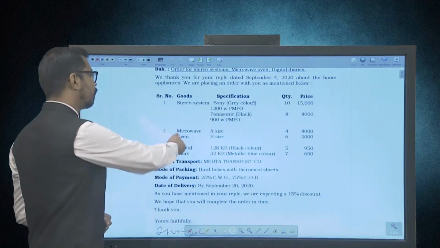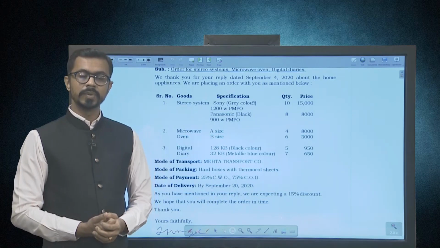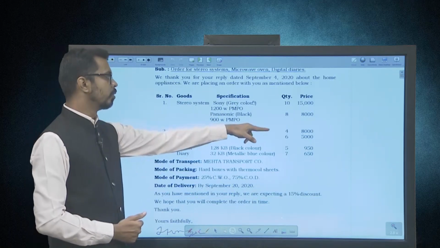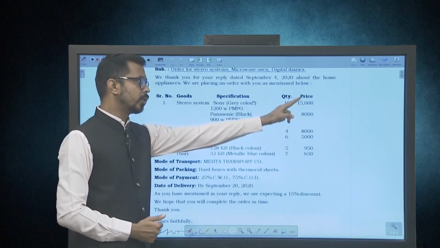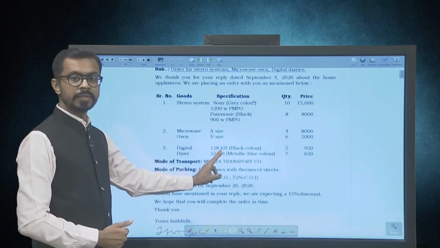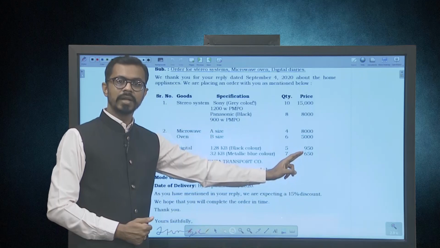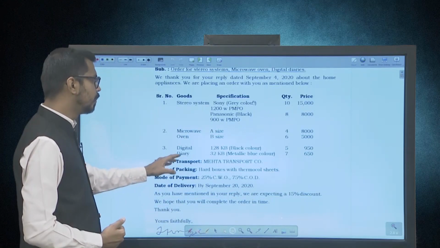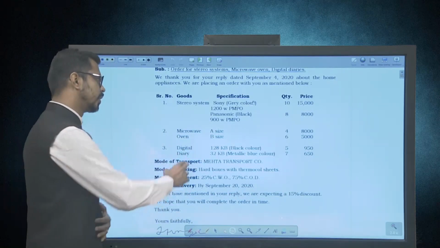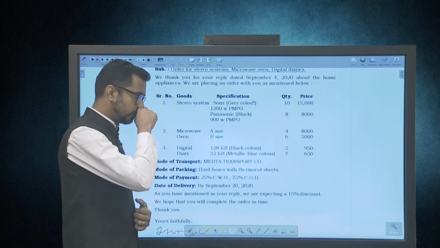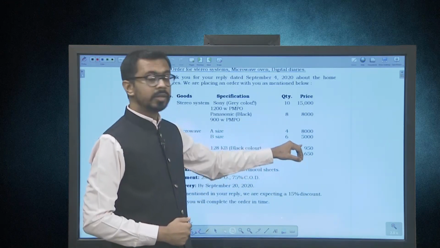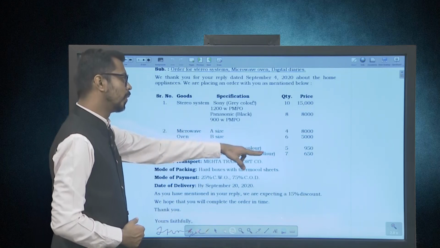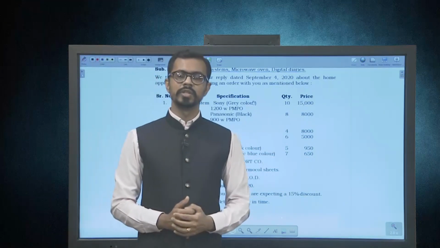Then about the microwave ovens, there are two sizes available, specifications are mentioned there, and the quantity and the price of each. A size, 4 quantity, 8,000 per piece as the price. B size, 6 quantities and 5,000 per piece is the price. Next, the third order is of the digital diary. We need two of them, two different types. The first is 128 KB, which is black in color. We would need 5 of them at the cost of 950 per piece. And the second one, 32 KB, which is metallic blue in color. We need 7 of them, which is at 650 per piece.